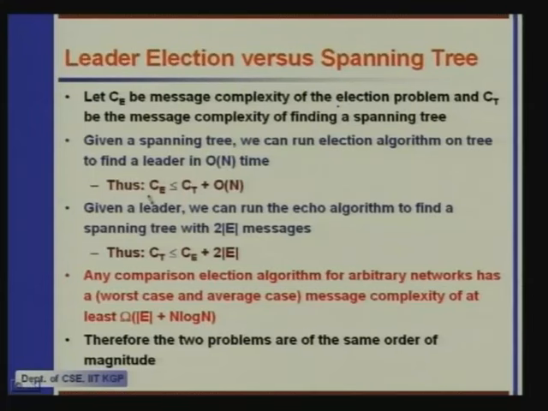So, given a spanning tree, we run the election algorithm on the tree to find a leader in order n time. So, we can say that CE, the number of messages to elect a leader, is upper bounded by CT, the number of messages to construct a spanning tree, plus order n to run this election algorithm. And also, given a leader, we can run the echo algorithm to find a spanning tree with 2E messages. So, we can say that CT is less than or equal to CE plus 2E.